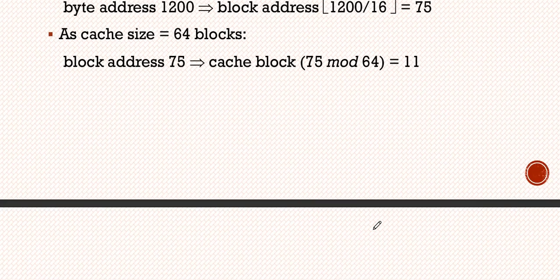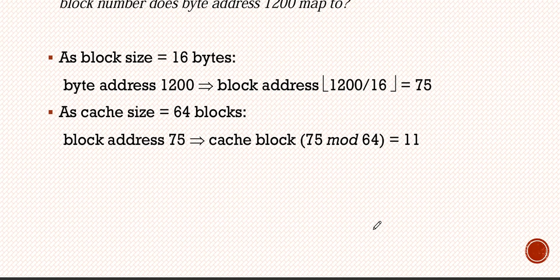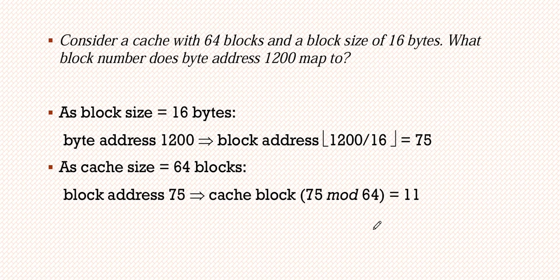Okay, let's solve this last one. Then we will not solve again. So this last one says: consider a cache. The cache has 64 blocks and a block size of 16 bytes. Right, so each block size is 16 bytes, right? 64 blocks, right? And a block size of 16 bytes. So then the data size is 16 bytes, 16 bytes of data.